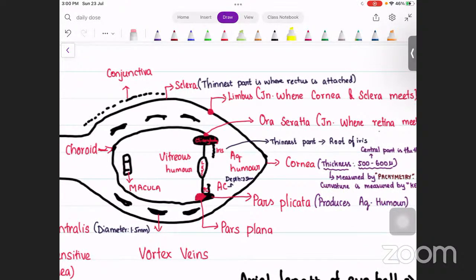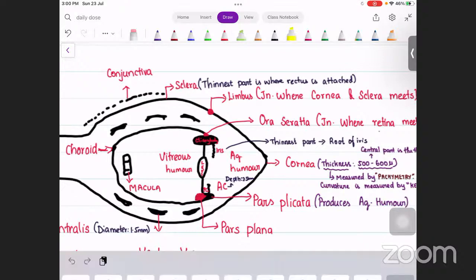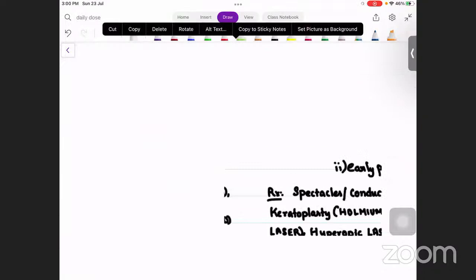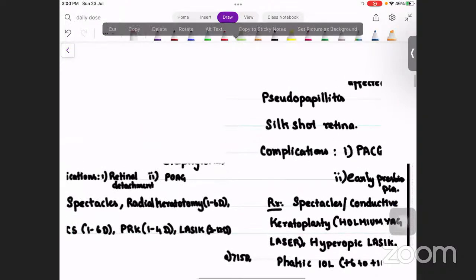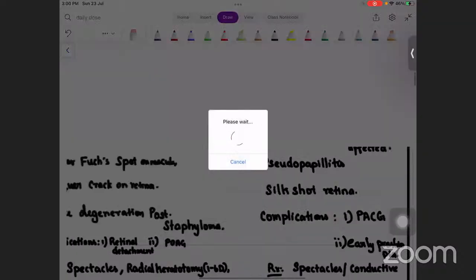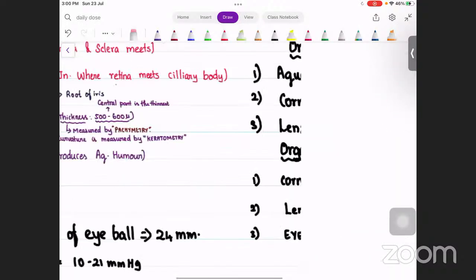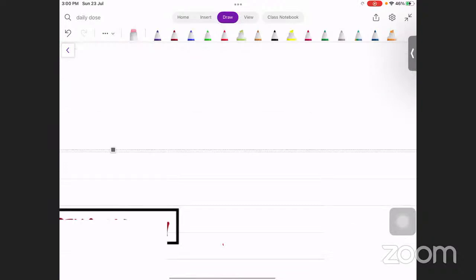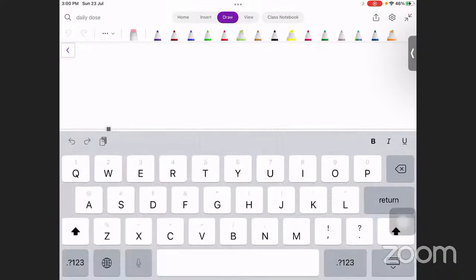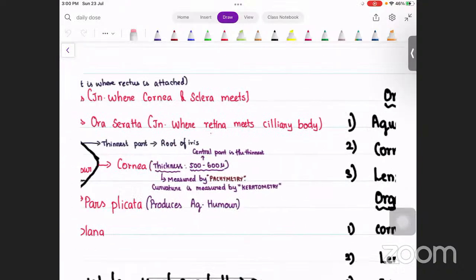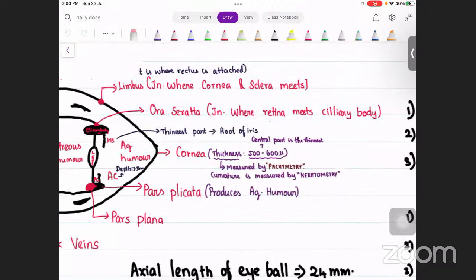Speaking about the cornea, the thickness of the cornea is 500 to 600 microns, where the central part is the thinnest portion of your cornea, people. Okay, let me put it here clearly.